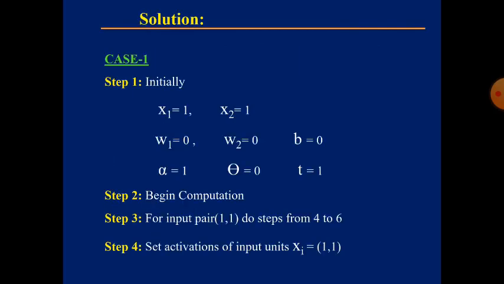We have seen the algorithm previously. First, x1 is 1, x2 is 1. Now we have to assign all the weights and bias to 0, whereas alpha is the learning rate and it should be set to 1. Theta equal to 0, t equal to 1. Now we will start the execution.